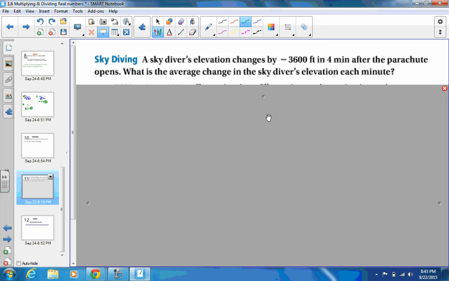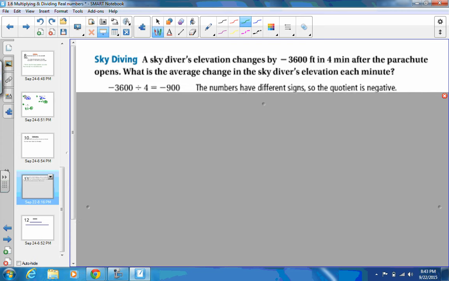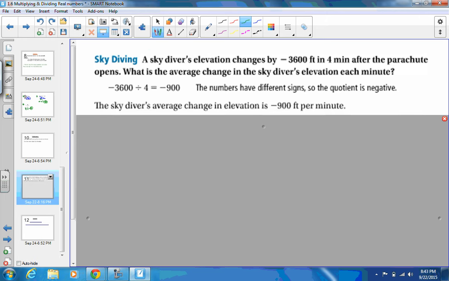What is the average change of the skydiver's elevation each minute? So we've got it for 4 minutes. We're going to figure the average per minute. So we're going to divide it out. So we're going to do that negative 3,600 and divide it by the 4 minutes. You actually get negative 900. So that means, and here note that since there's different signs, the quotient is negative. And that means that the skydiver's average change in elevation is negative 900 feet per minute.